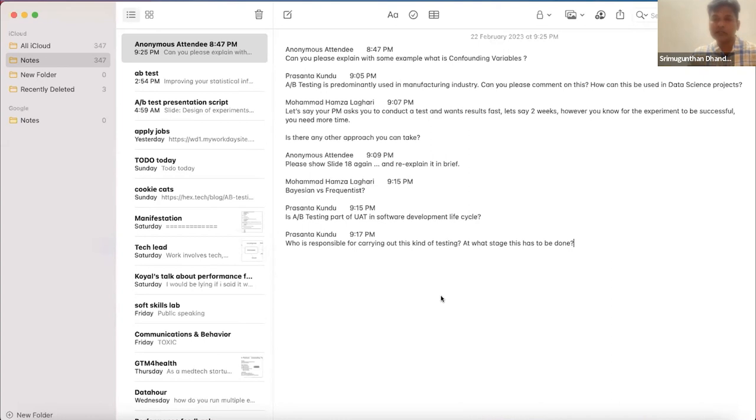There is a question about A-B testing being predominantly used in the manufacturing industry. Can you please comment on this? How can this be used in data science projects? So I'm not from the manufacturing industry background, so I don't know which use cases they are targeting, but any kind of design is actually a generic skill. Data science itself is a generic skill, and A-B testing is also a generic skill that can be applied across industries.